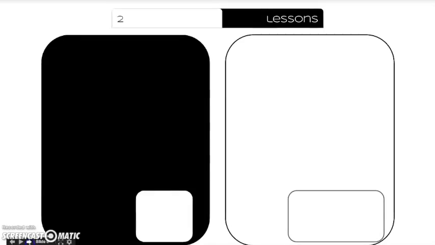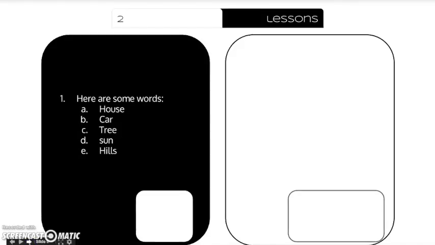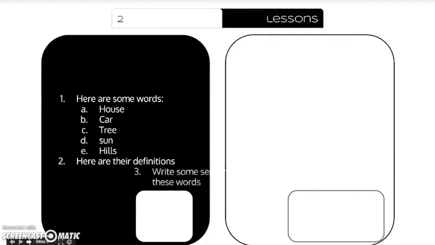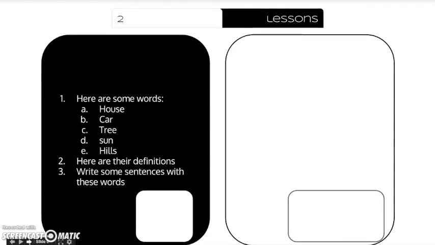So let's consider then two lessons with these concepts in mind. One lesson might consist of the following. It might consist of, here are some words: house, car, tree, sun, hills. Pretty much what was in the last image which I showed you before. But imagine this is how I start my lesson. Here are some words. Then I'll say, here are their definitions, and maybe match them up. Okay, and write some sentences with these words. This lesson could be improved by doing the following.